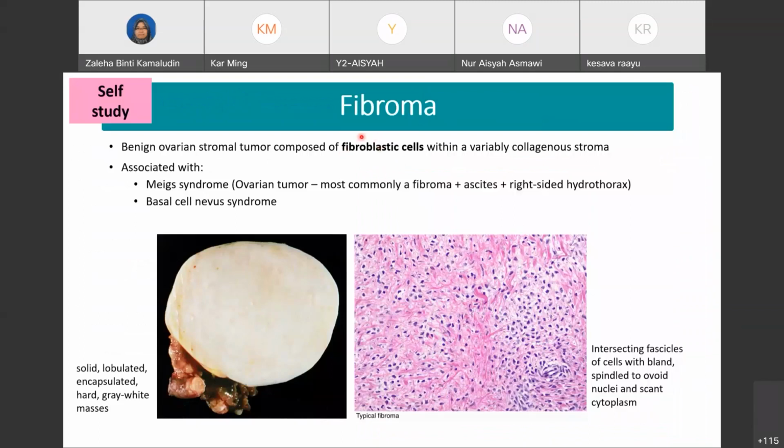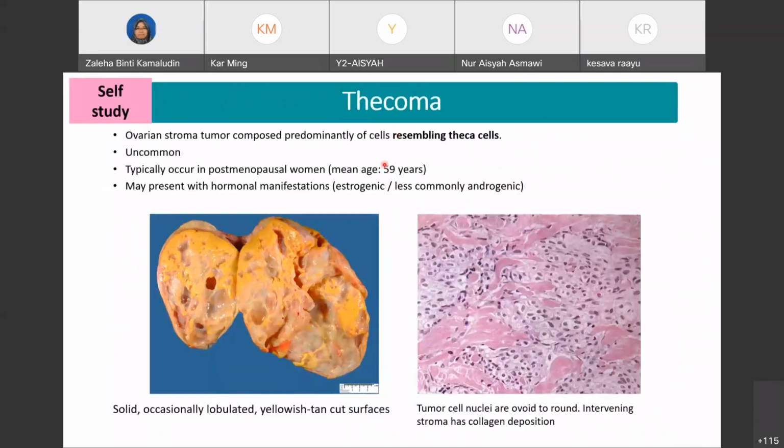For the fibroma and the sarcoma, they are rare. You can read later on. This is nice to know.